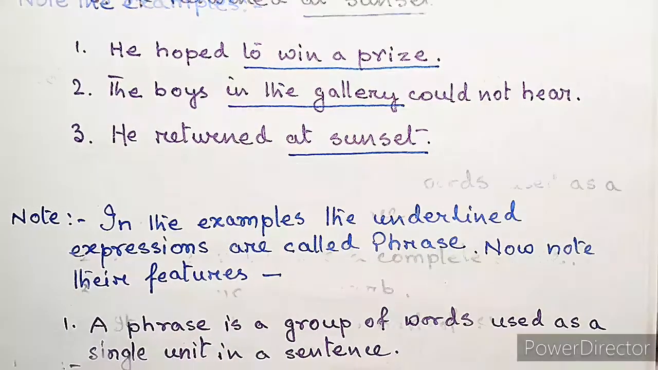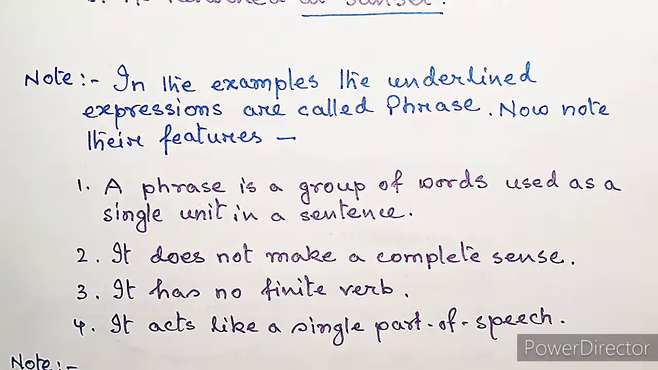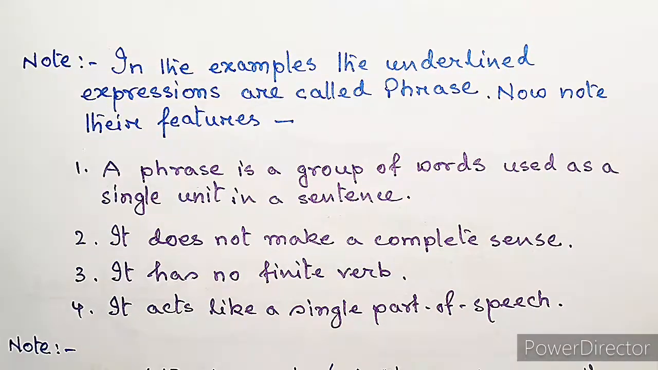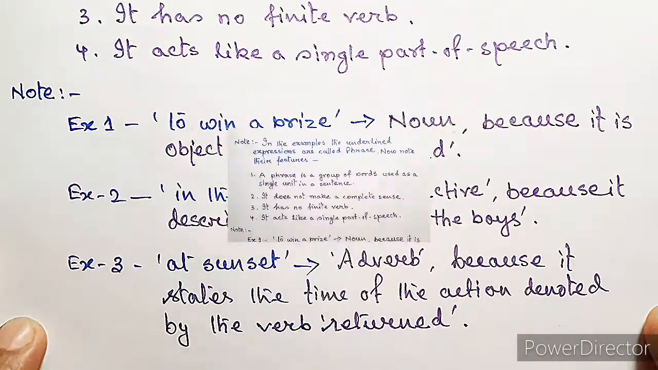Now note their features. Feature 1: A phrase is a group of words which is used as a single unit in a sentence. Feature 2: It does not make a complete sense. Feature 3: It has no finite verb in it. And finally, it acts like a single part of speech.